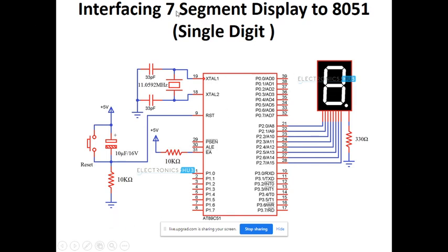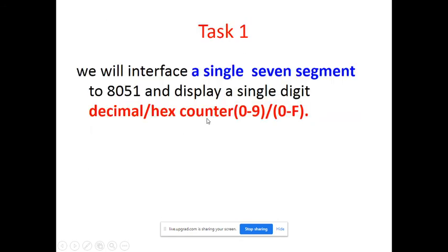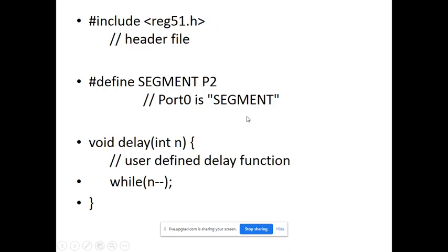That is the interface of the 7 segment display to 8051. Now this is the figure. This is 8051. One of the ports is connected to the 7 segment display. Okay, now the next part is you want to develop a hex counter or decimal counter. According to that I will write the code.